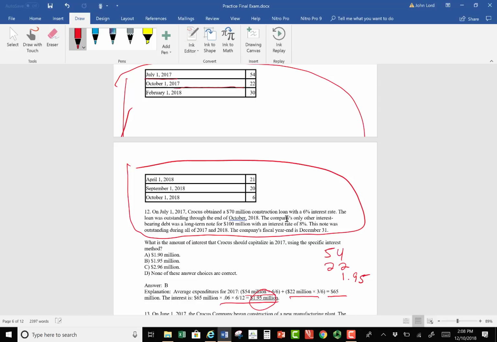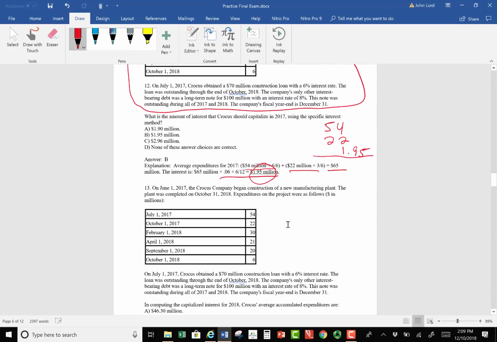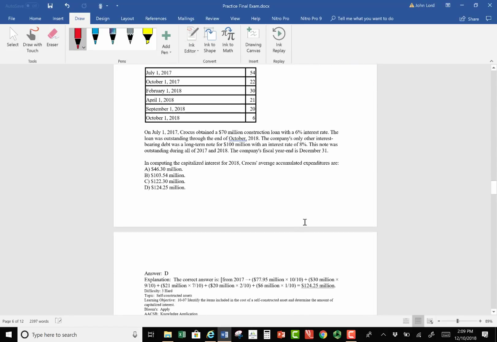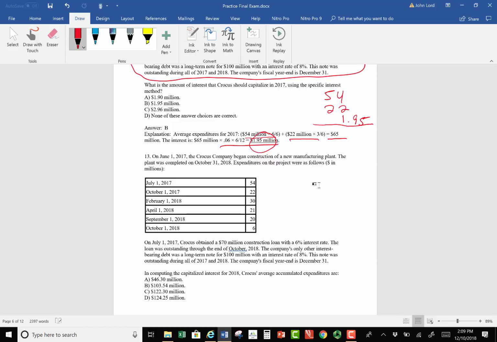Okay? But they've capitalized this much, haven't they? The amount they spend, and we just said we're capitalizing the interest, aren't we? Okay? So now our total amount that has been capitalized as an expenditure should be this 54 plus 1.95 plus 22 should give us 77.95, right?